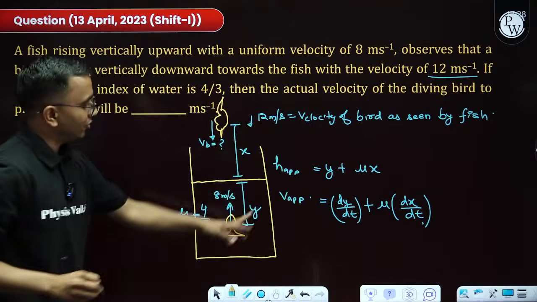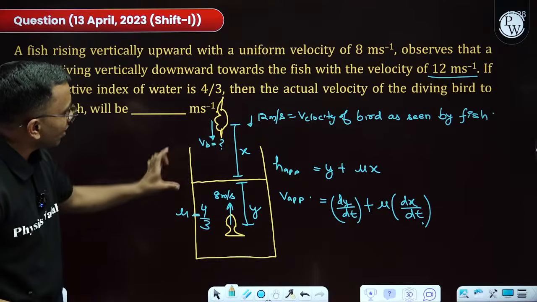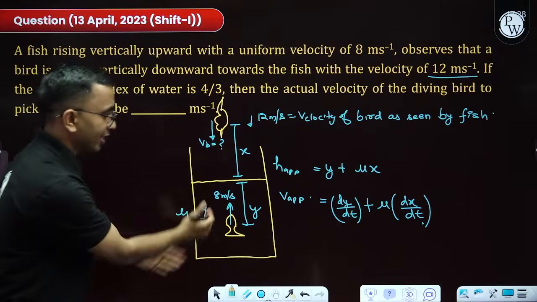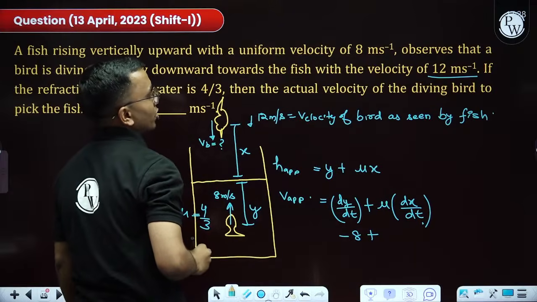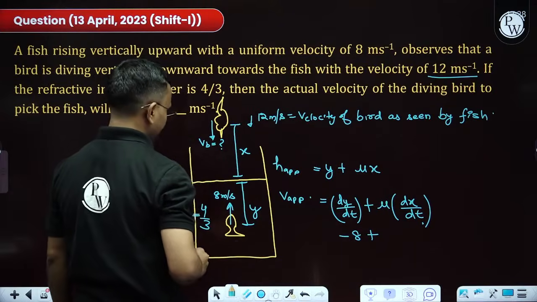This velocity is given as 12. What is dy by dt? Minus 8, plus mu times, what is mu? Mu is 4/3.